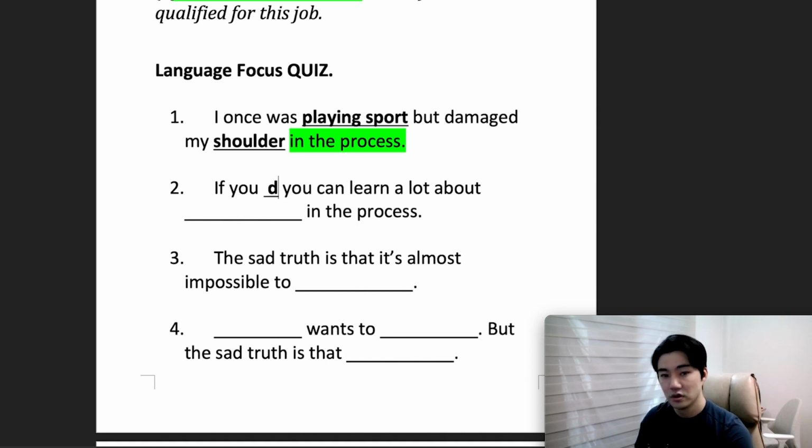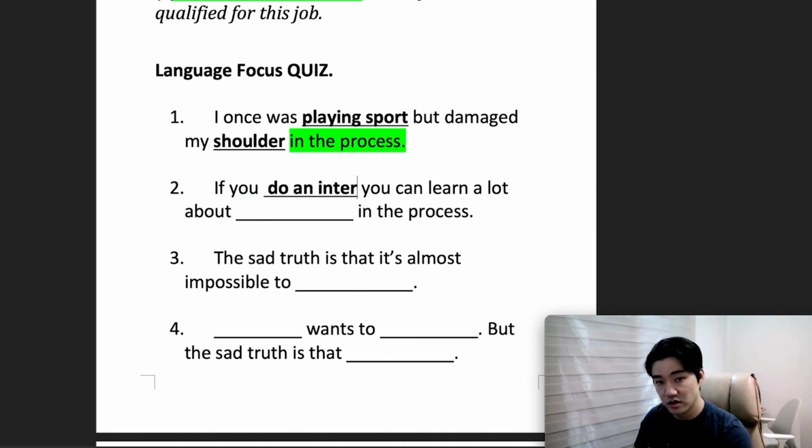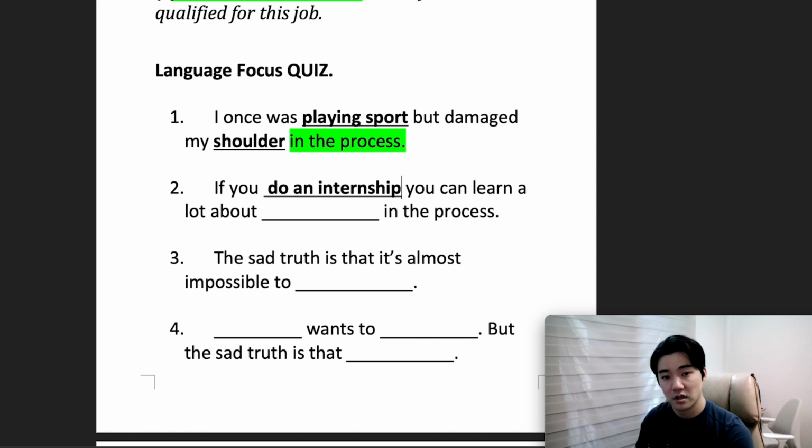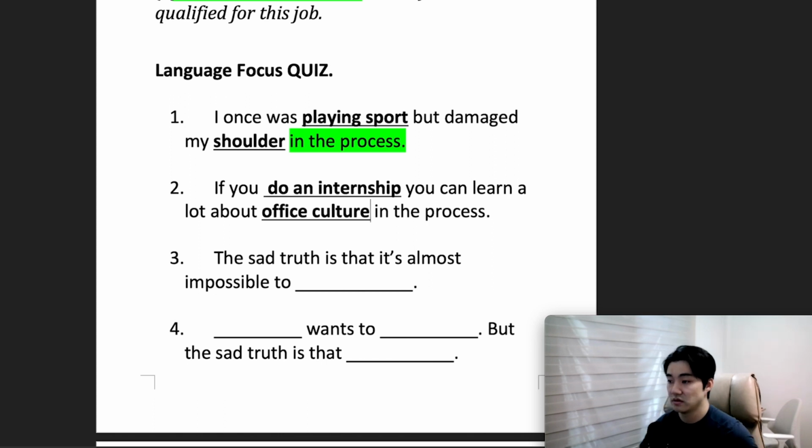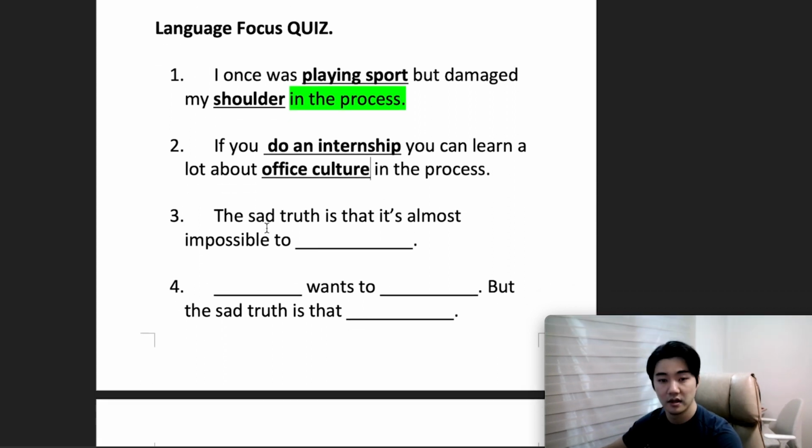If you do an internship, you can learn about office culture in the process. internship을 하면 그 과정에서 사무실 문화에 대해 많은 것을 배울 수 있을 것 같아요. I think you could probably learn a lot if you do an internship. Okay, so in the process.